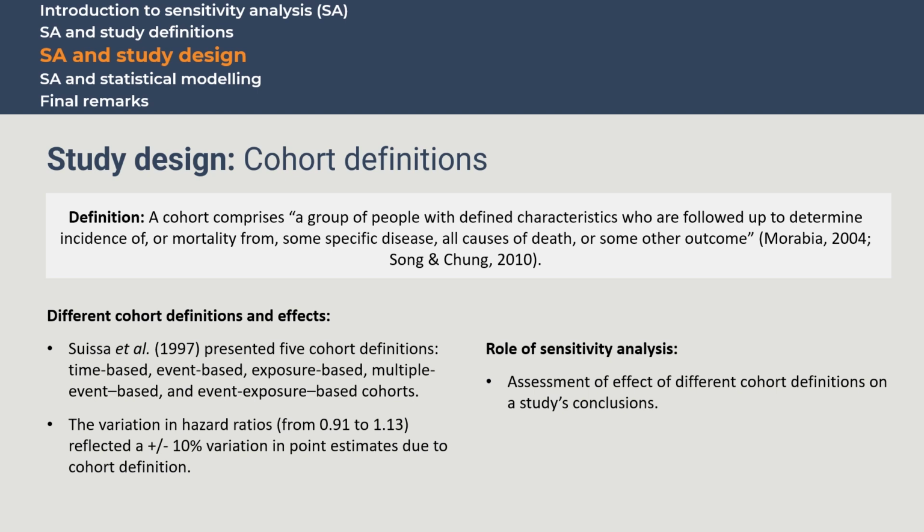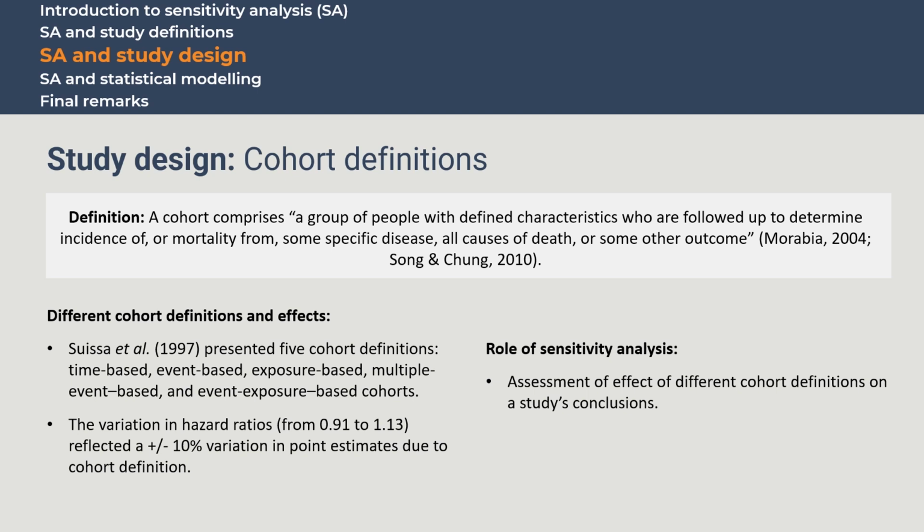Even in 1997, Samy Suissa and colleagues demonstrated that effect estimates could vary significantly with different cohort definitions, ranging from a hazard ratio of 0.91 to 1.13. This variability underscores the importance of using various assumptions to refine our understanding of the associations we study. So here the role of sensitivity analysis is to assess the impact of different cohort definitions to understand the biases of those definitions in our results.